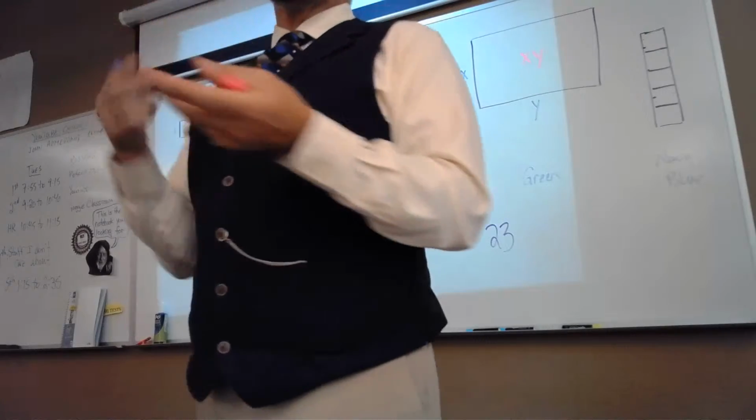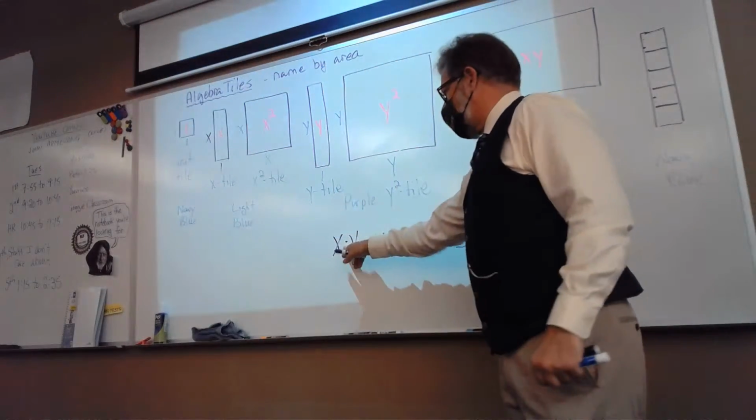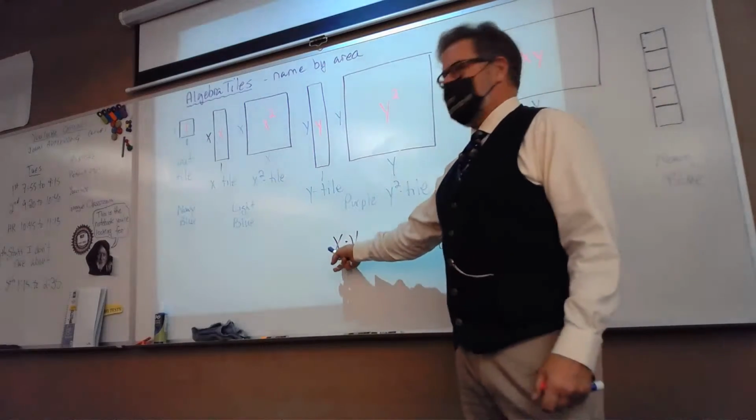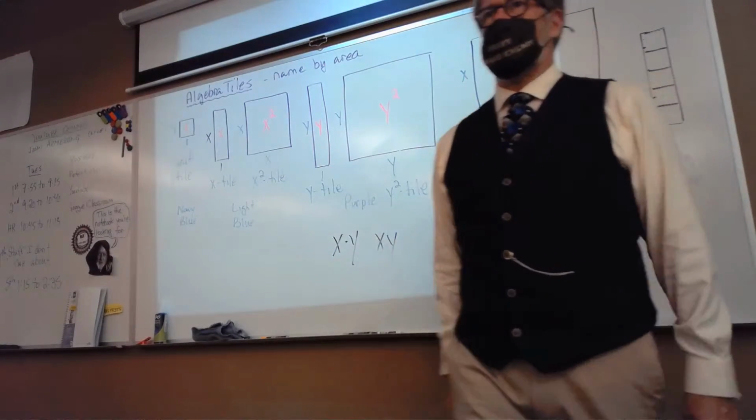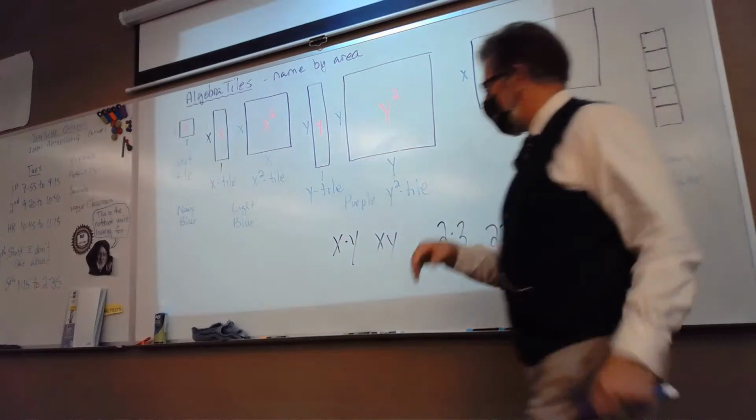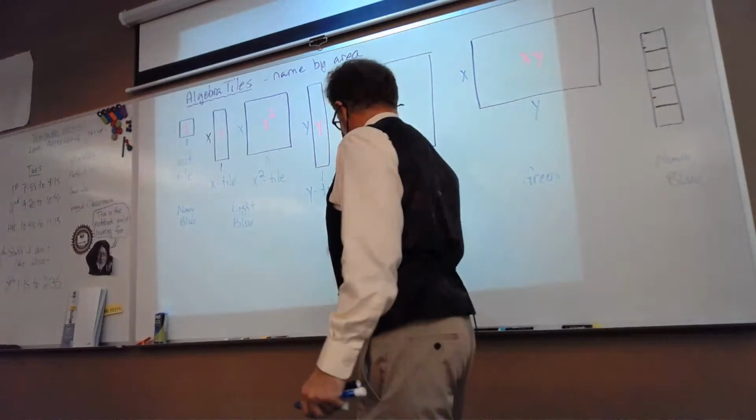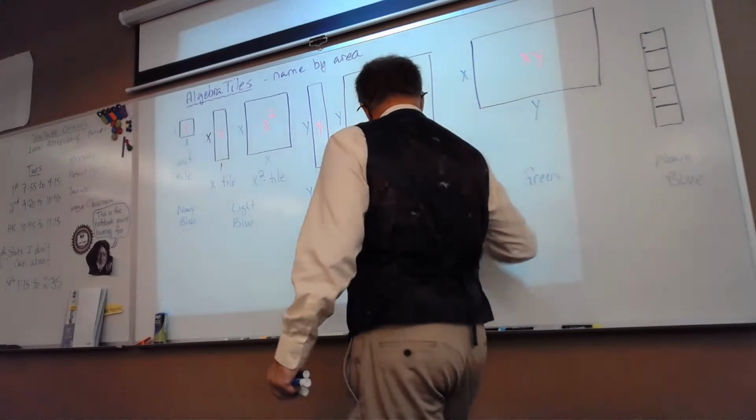That if I've got an X and I've got a Y and I multiply them together, I don't have to say X times Y. I could just say XY. I can say X times Y, but they're the same thing for letters. They're just not the same thing for numbers. So you have to be a little bit careful there. So the area of that is XY.